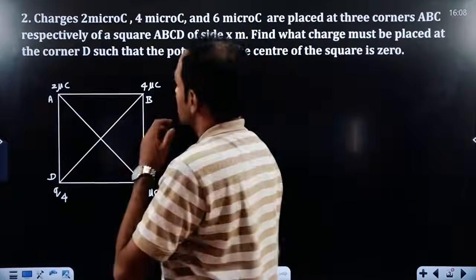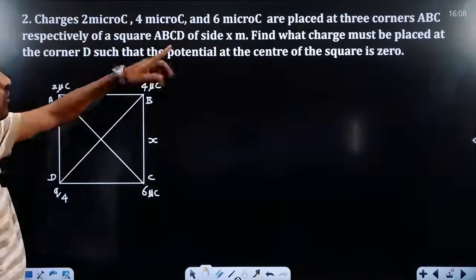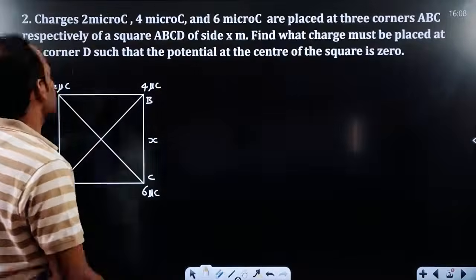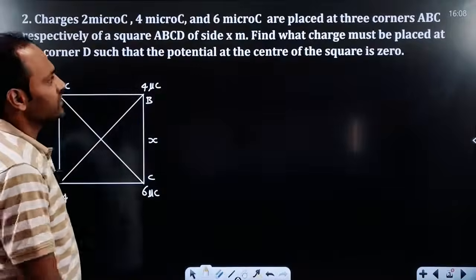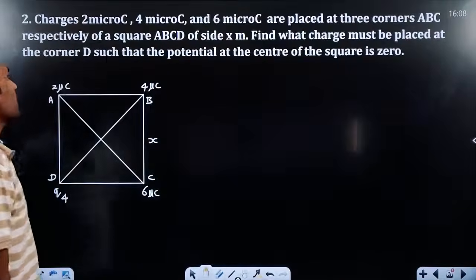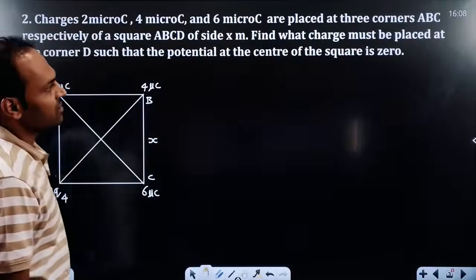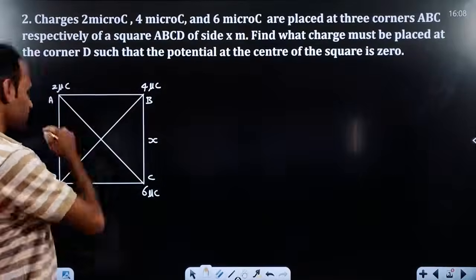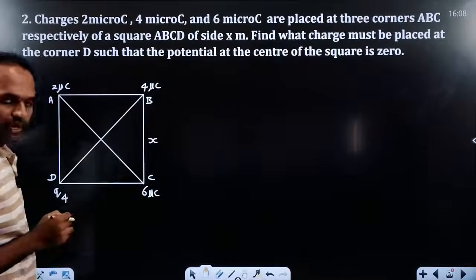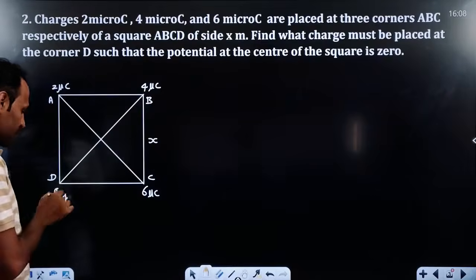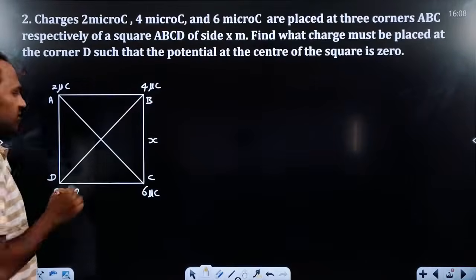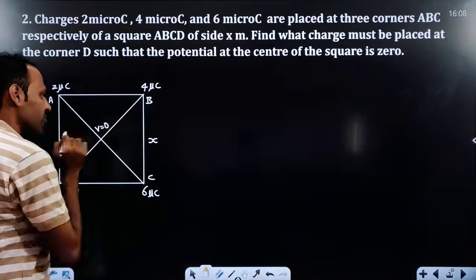So the next question is: charges 2 microcoulomb, 4 microcoulomb and 6 microcoulomb are placed at 3 corners A, B, C respectively of a square ABCD of side x meter. Find what charge must be placed at the corner D such that the potential at the center of the square is 0. Side of the square is x. Q4 we have to calculate: how much must be the charge at D vertex so that potential at the center will become 0.